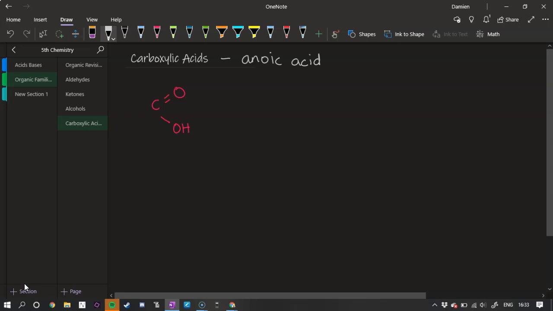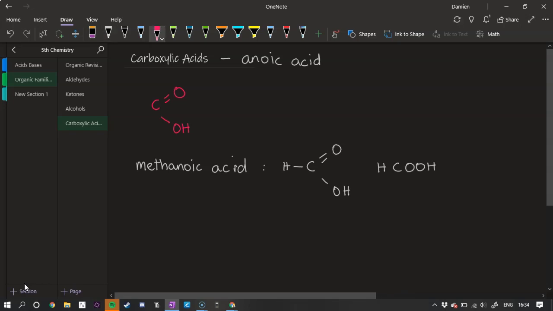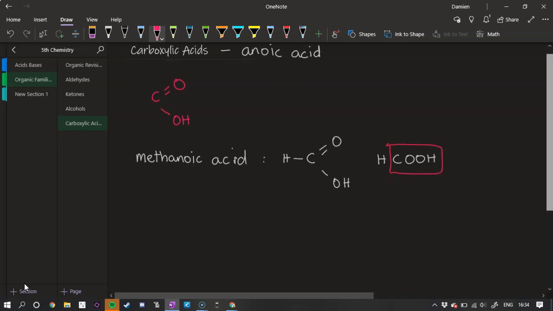If we run down through the first couple of compounds, the first one you're going to have is methanoic acid. Methanoic acid just has one carbon, so you have a double bond O and an OH and then just an H on the other side of it. This is written as HCOOH. This particular part here is the functional group for the carboxylic acids.